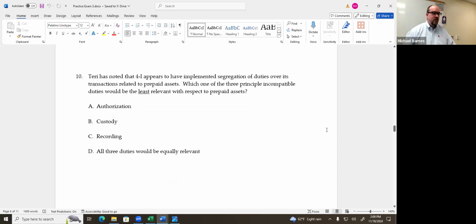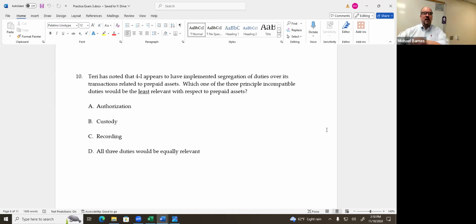Terry has noted that 4i appears to have implemented segregation of duties over its transactions related to prepaid assets. Good, we got more segregation of duties. Which of the 3 principal incompatible duties would be the least relevant with respect to prepaid assets? Oh, this is kind of a tricky one because I asked you about this specifically in class. So, is it all of the above? Are all three duties equally relevant? That might be an easy one.